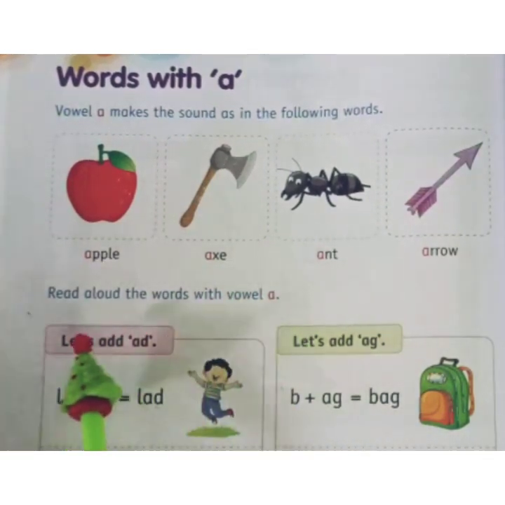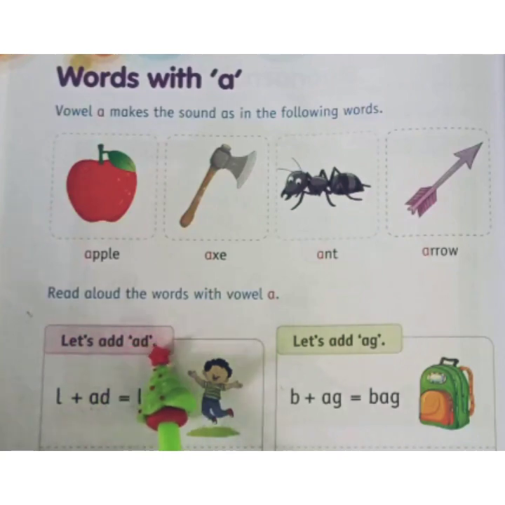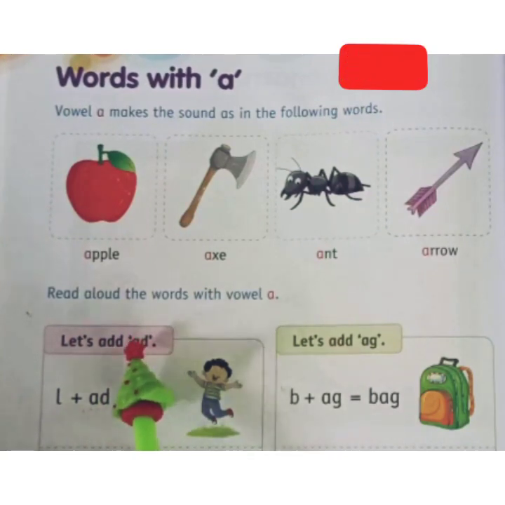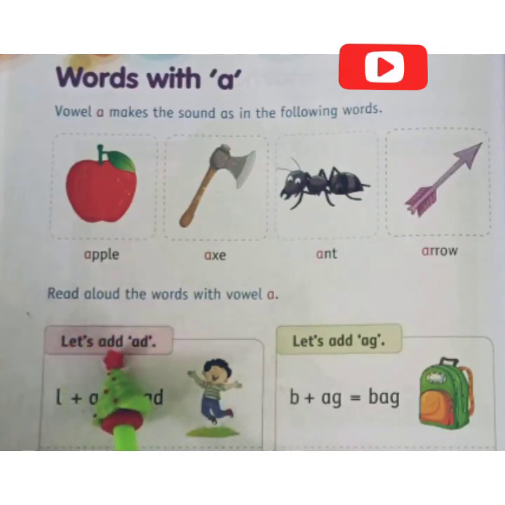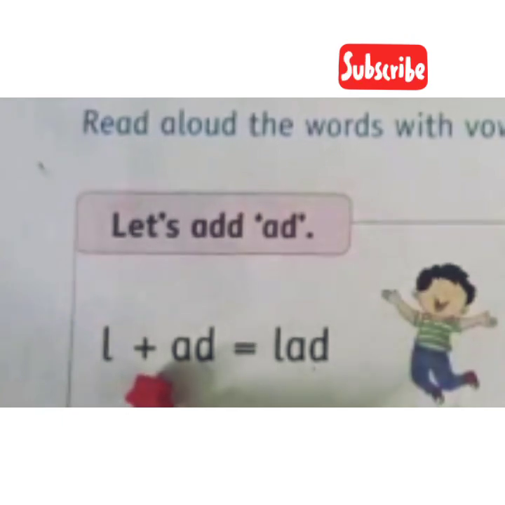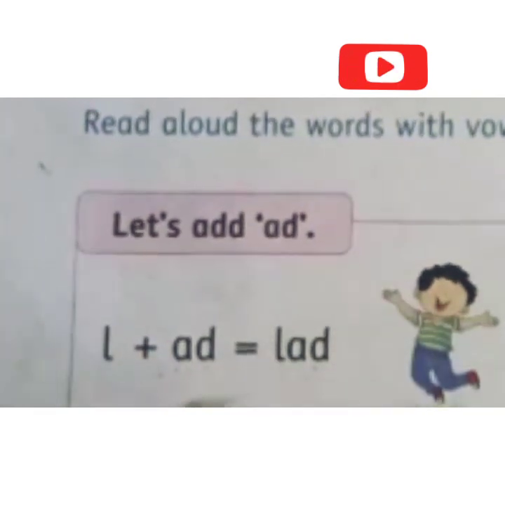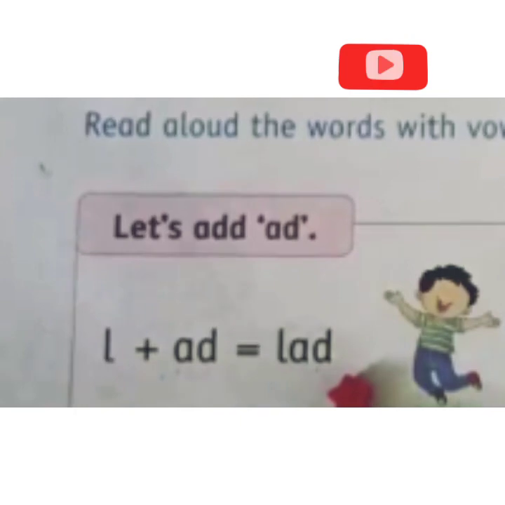Okay, let's add A, D. A says A, D says D. Let's add words. Children, see, this is the sign of add. Add means join, yeah, jodna. In this reading drill, we are adding the letters.